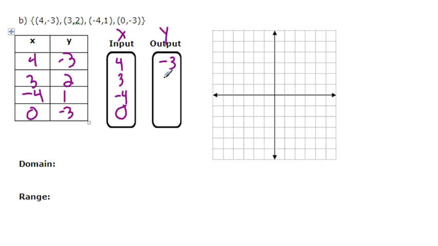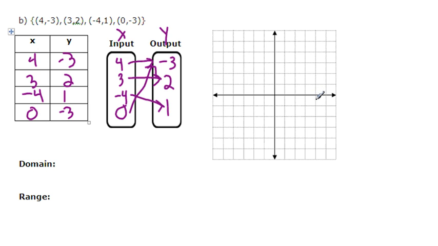So -3, 2, and 1. Then I draw arrows from the input to its corresponding output. So 4, -3, 3, 2, -4, 1, and 0, -3. And that's my mapping.